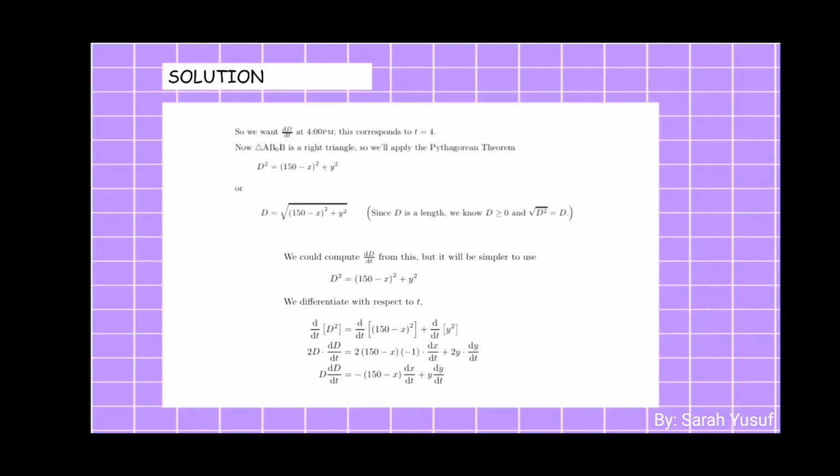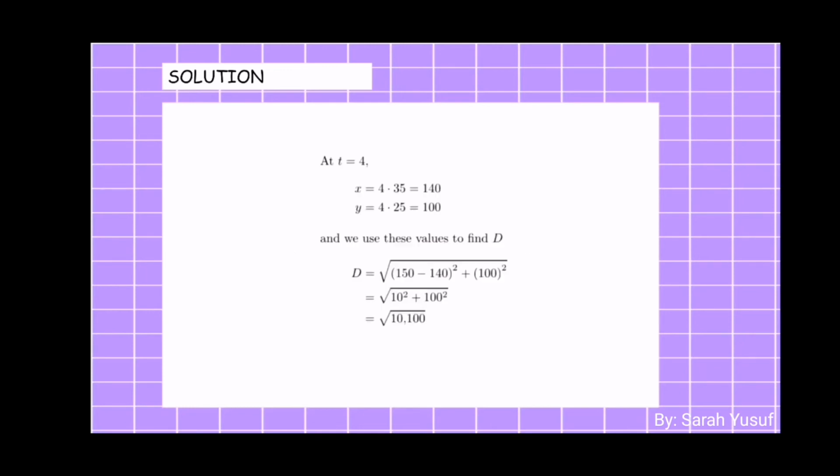But because we need to find the dd over dt, we need to differentiate the formula with respect to t. Then, to find the distance of x and y, we have to multiply the distance of both ships by 4. The distance of x is 140 km, while the distance of y is 100 km.